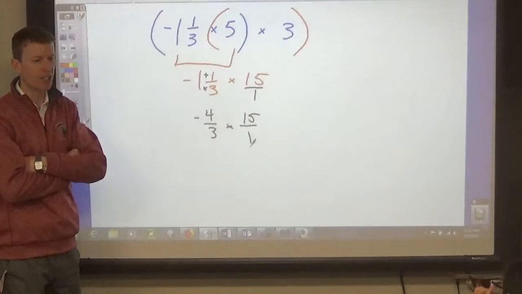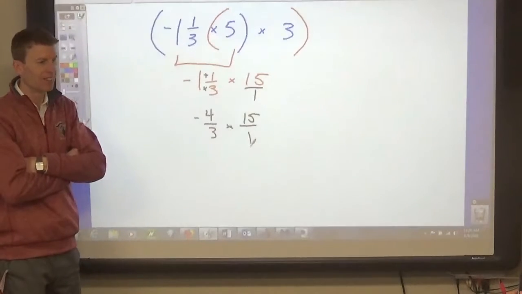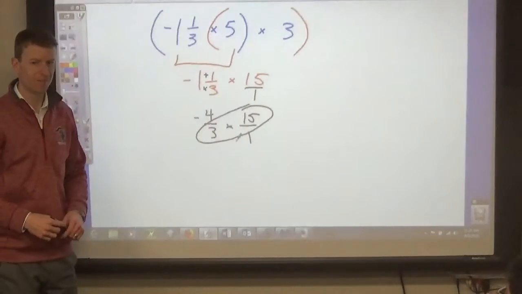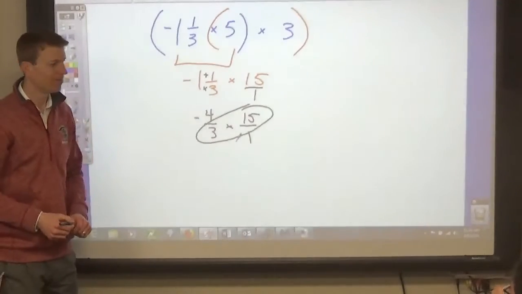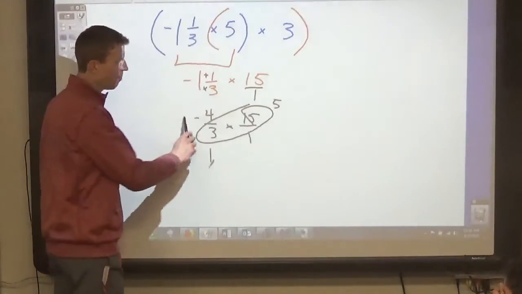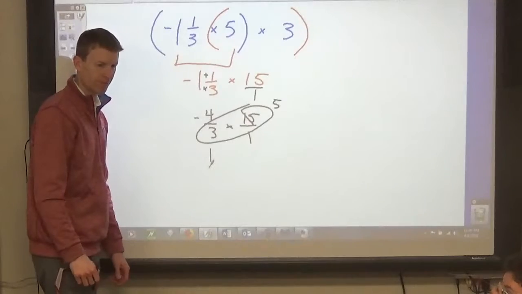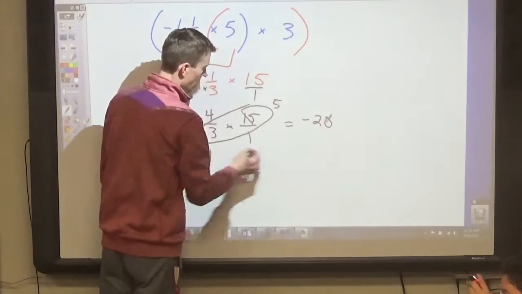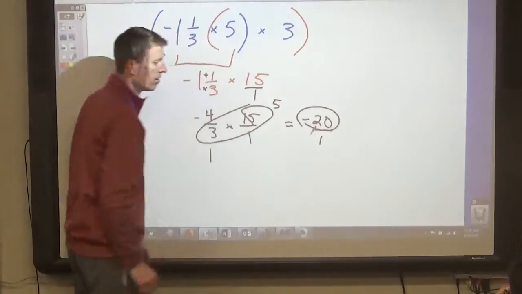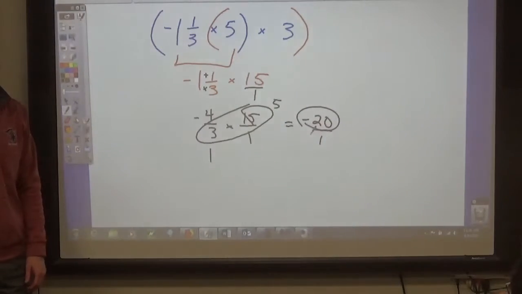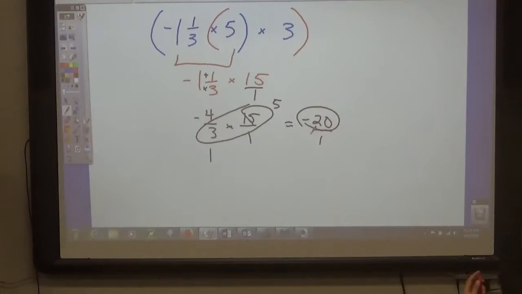Now how do we simplify this, Josh? Look diagonally. Good. Change it to 5 and 1, and then multiply across. Yep, -4 times 5 is -20 over 1, so it's just -20. Yep. Finish.